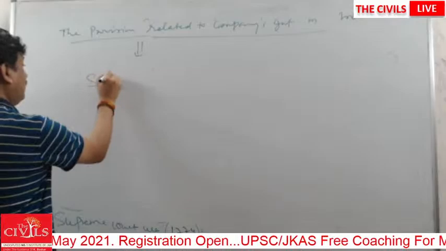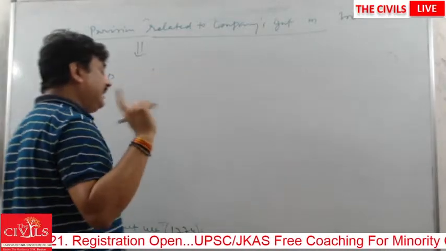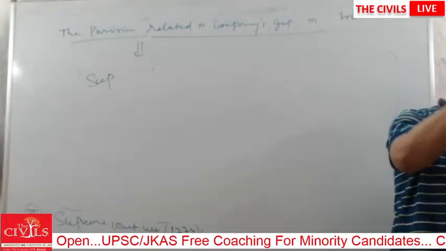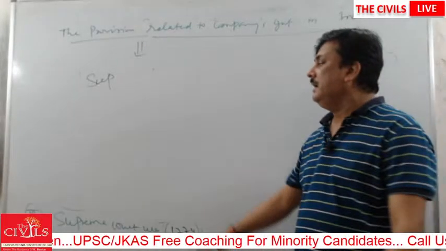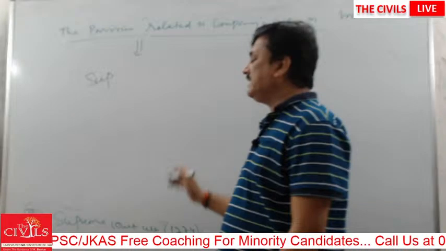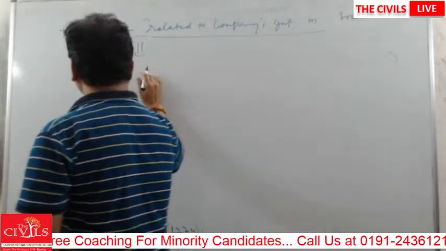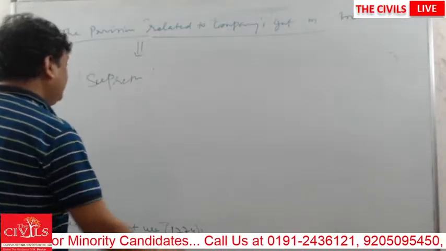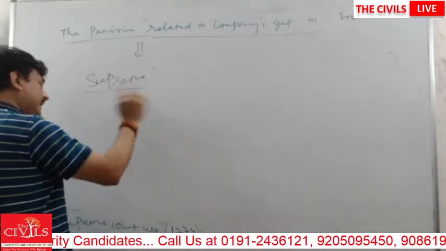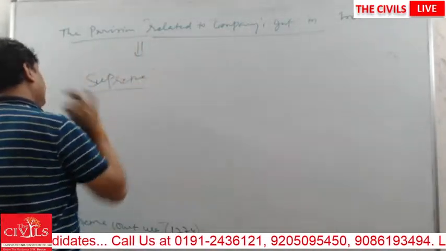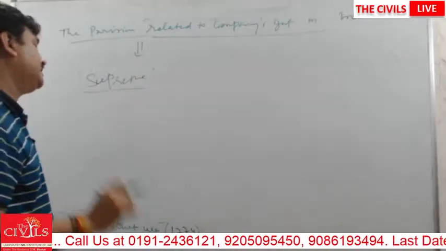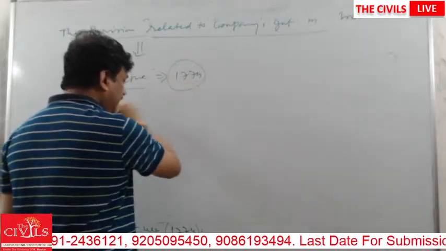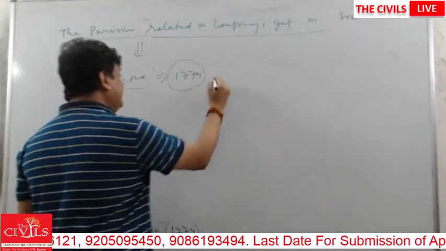Remember one thing: under the Government of India Act 1935, the Federal Court was established. But the Supreme Court was established where? In Calcutta by the Regulating Act, and in which year? 1774, and with three judges.